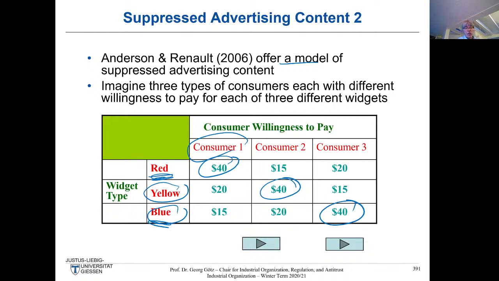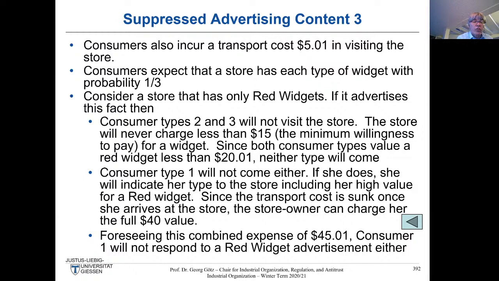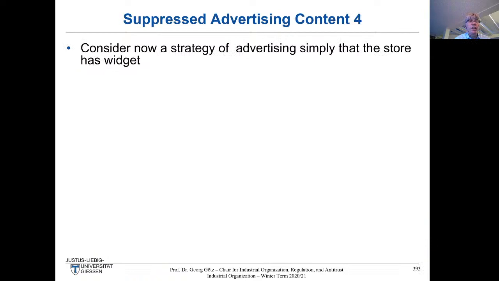And of course, that's a bad idea because the total cost would be 40 plus the transport cost of 5 here. Okay, so it would be 45. Consumer one will not respond to a red widget advertisement either. That is, if it advertises that it has a red widget, it will not sell a widget. However, if it advertises simply that it has widgets, like this new grand smartphone, then all consumer types will now visit the store.